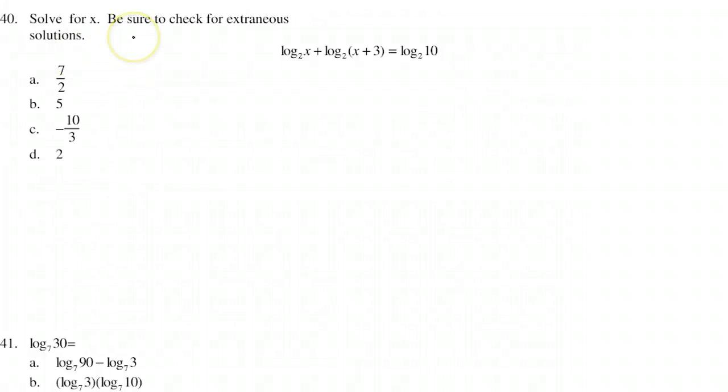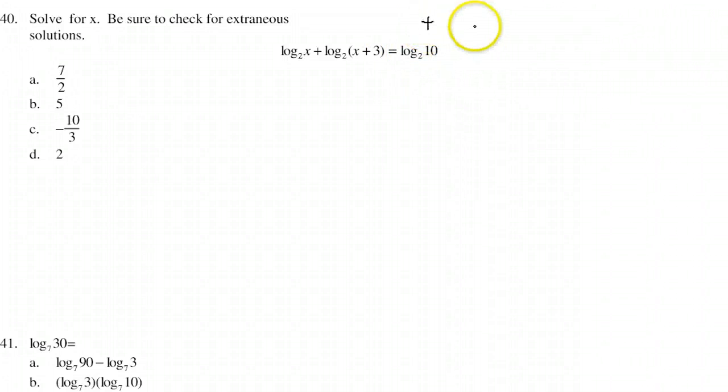This problem in the packet is very similar to number 39. If you recall how to do this one, what we need to do again is we can't just cancel out the logs with a base 2. I can only do that if there's a single log on one side. And so what I need to do first is condense this into a single log.